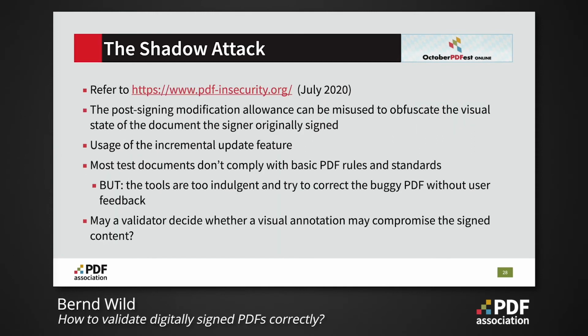Exactly this possibility of allowed post-signing modifications is used by a class of attacks on signed PDFs that became known as shadow attack this year. This refers to manipulations of revisions of signed PDFs that use either incorrect or corrupt revision structures or annotations that visually overlay the original signed content in such a way that at first glance the originally signed content appears to have been changed.